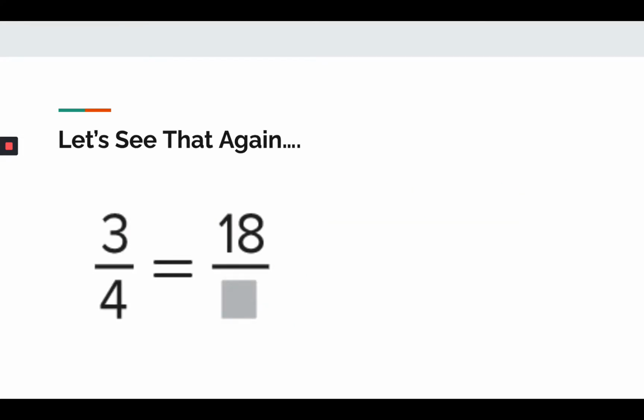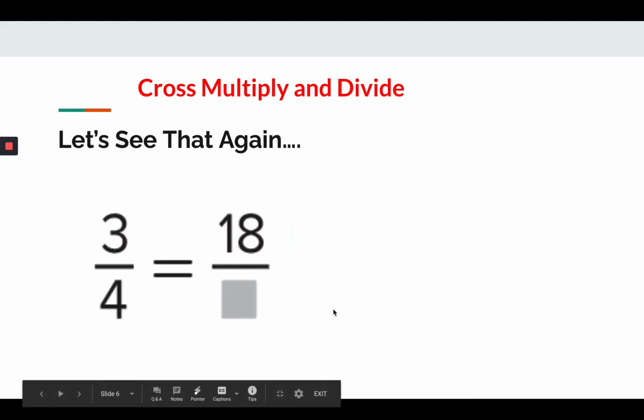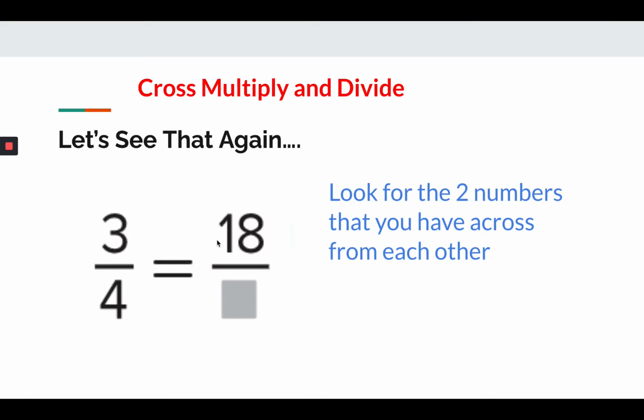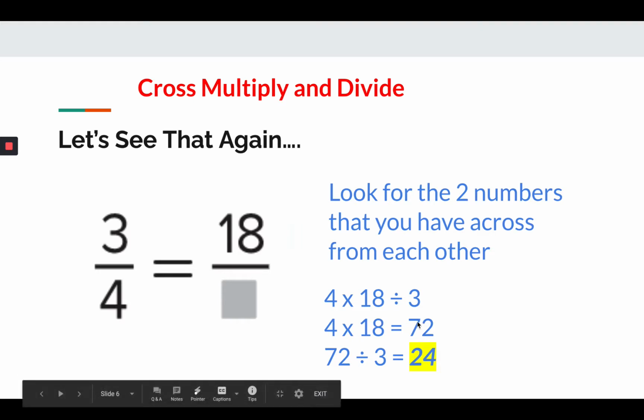So here's a fraction or a proportion with a missing term. 3/4 equals 18 over what? So again, cross multiply and divide to find this missing number. And you multiply the two numbers you have across from each other, 4 times 18, and then divide by that last number. 4 times 18 divided by 3. 4 times 18 is 72, and 72 divided by 3 is 24. The missing number is 24.